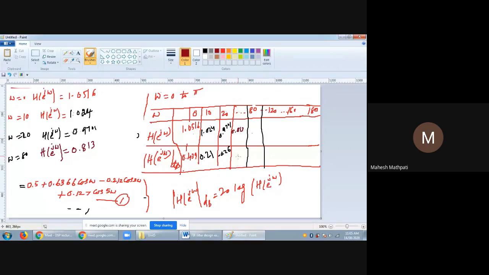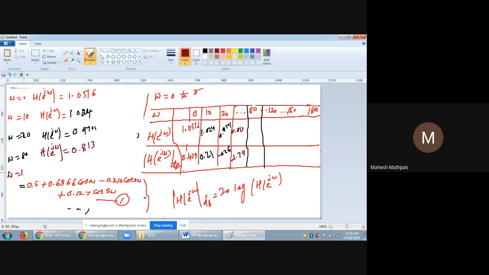Its dB value is minus 17.98. Okay, it is minus 1.79 ना? Yes, sir. 1.79. हाँ ठीक है. Then go for omega equals to 120.